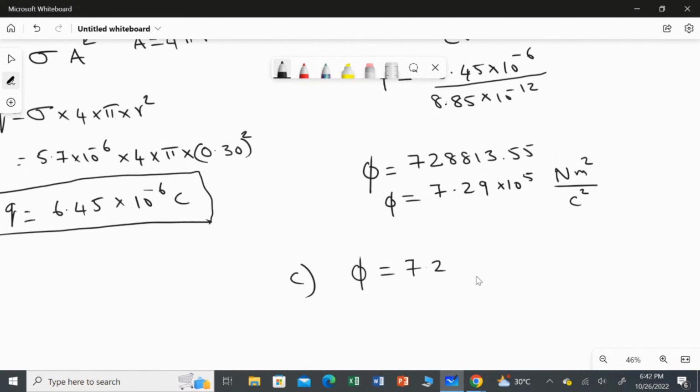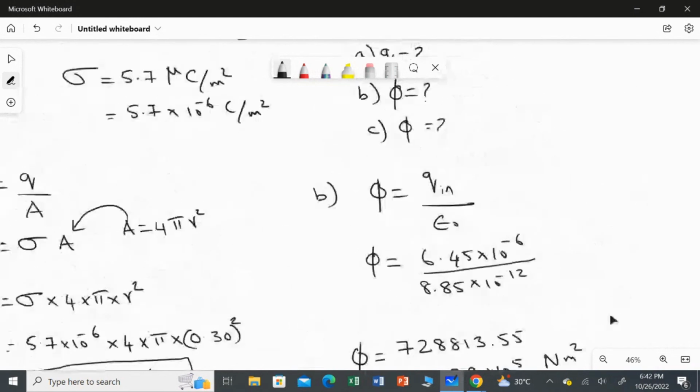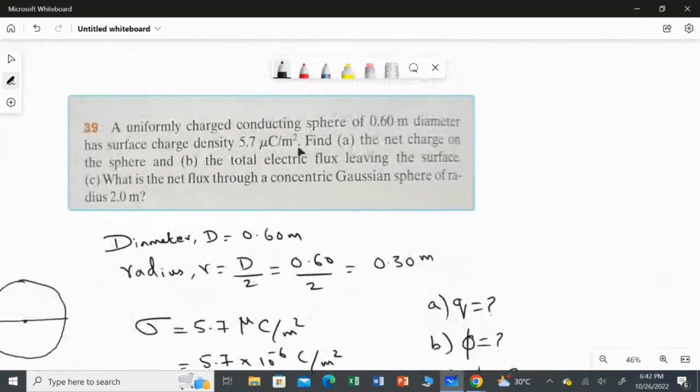So that means 7.29 multiplied by 10 to the power of 5. Clear? Understand? So this will be the answer. This is the procedure to solve the question. So how did we get the answer for the third part? It's very easy. Please read the question again; I will explain one more time. Initially the sphere radius is 0.3, but now they said, if the sphere radius is 2 meter, what should be the flux?